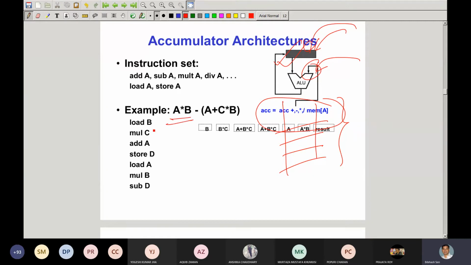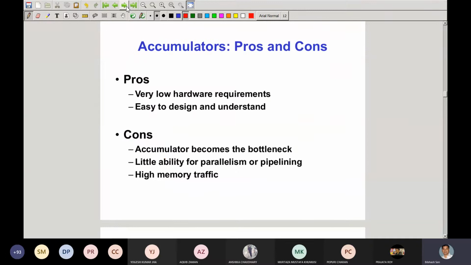In these cases I have shown, load B, then apply the multiplication with C, then add A, then store D. Again load A, again multiply with B and sum into D. So in this continuous loading, calculation and storing, the execution takes place.